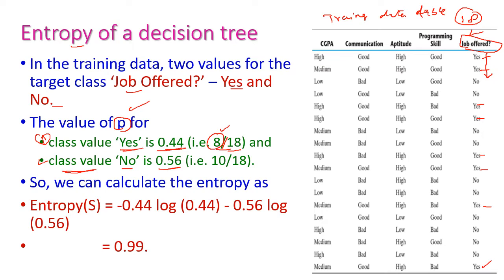So totally how many no records are there? 1, 2, 3, 4, 5, 6, 7, 8, 9, 10. So total 10 records out of 18, isn't it? So 10 by 18, which is equal to 0.56. And right now we calculate the entropy. The entropy of S is equal to minus 0.44 log of 0.44 minus 0.56 log of 0.56. We directly apply these values into our entropy formula. So the value is 0.99. The entropy of job offered is 0.99.